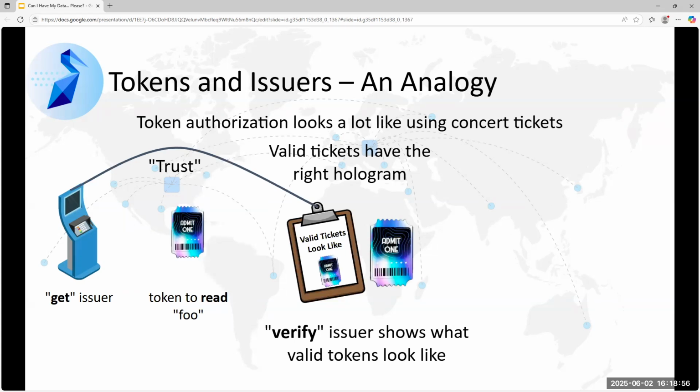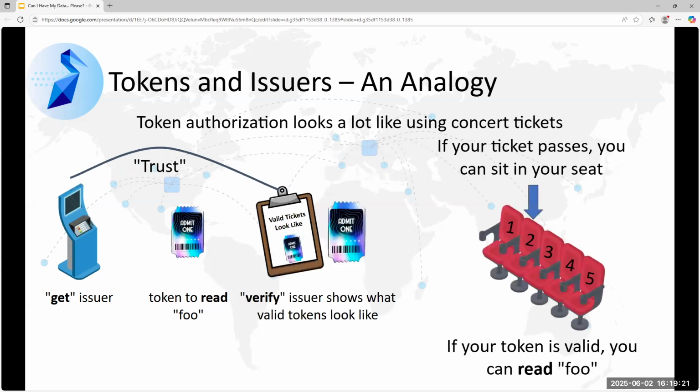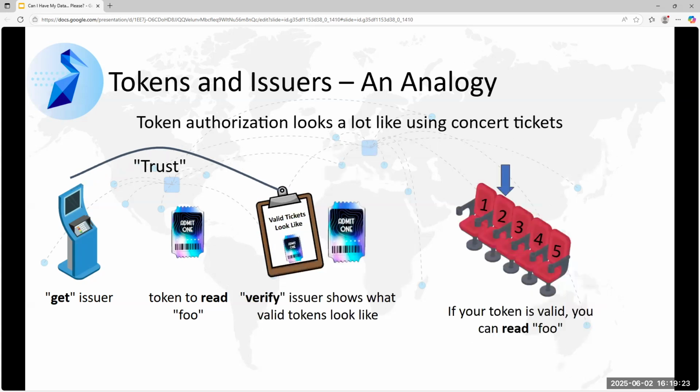Next, there's this concept of the gatekeeper, the person you have to walk by when you want to enter the venue. In this case, the gatekeeper has a clipboard that references for him what a valid ticket looks like. So he's able to take the ticket you hand him, compare it to his clipboard, and double check that the holograms on the tickets look pretty similar, that everything looks authentic. If your ticket looks good, he lets you into the building. And then finally, you enter the building and you go sit in your seat, number 2. So this is, I think, at a really high level, the way token authorization works.